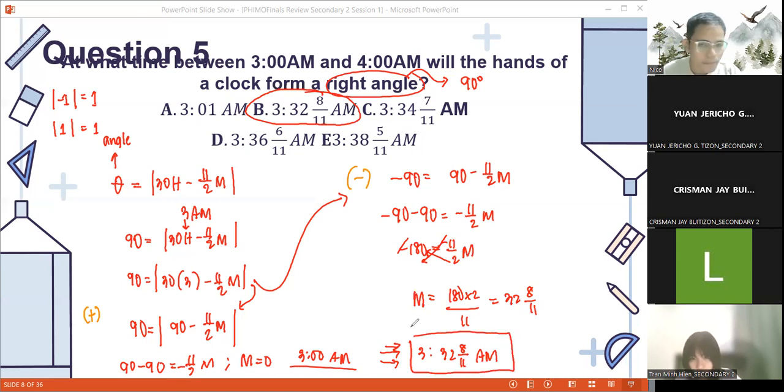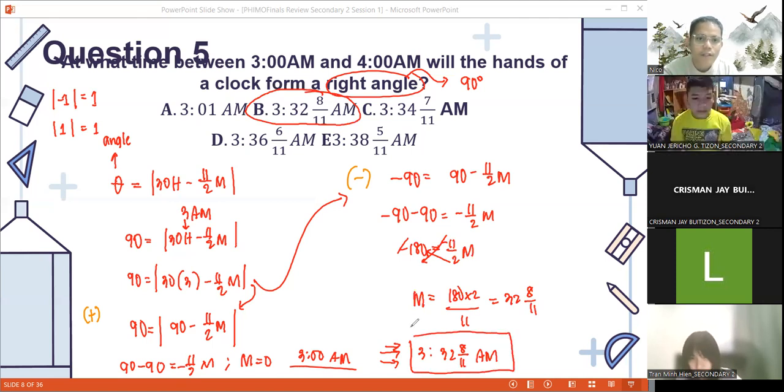This is very tricky because you need to take note of the definition of absolute value. Don't forget your absolute value. The absolute value of negative 1 is 1, and the absolute value of positive 1 is still 1. So what's inside your absolute value could be two possible answers, positive and negative.